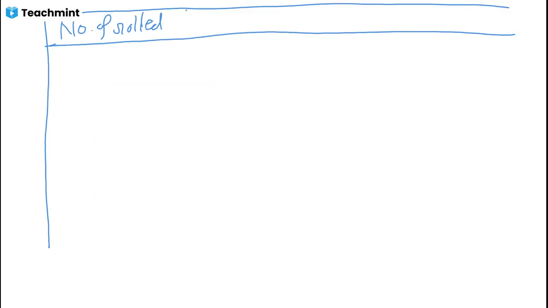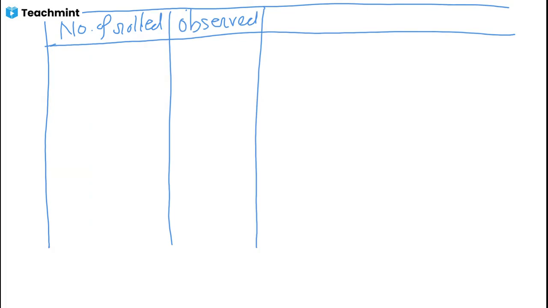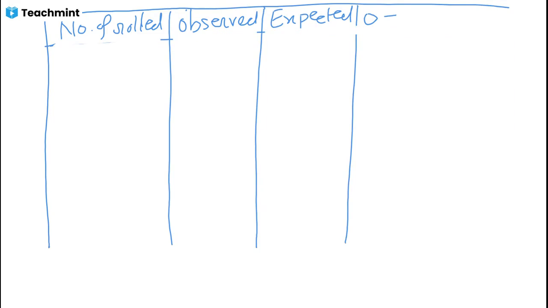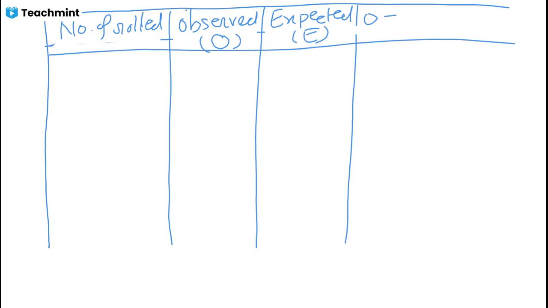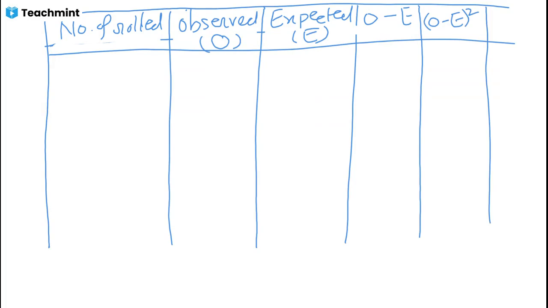Number of rows. Observed, we can denote by O, or simply you can use O instead of this, and expected, then O minus E. This is O and this is E. O minus E, and we need to find its square, O minus E whole square, and in the last column we'll find O minus E whole square.